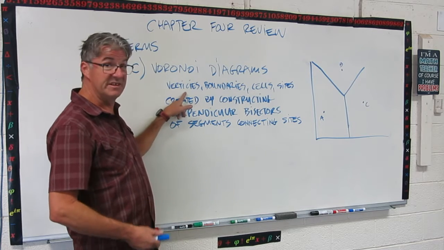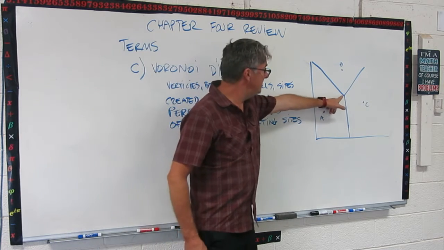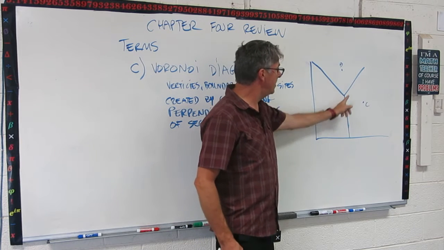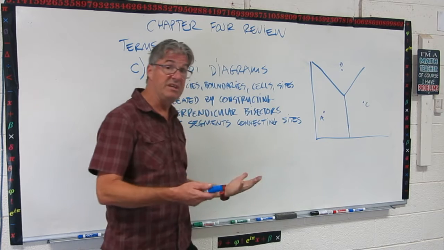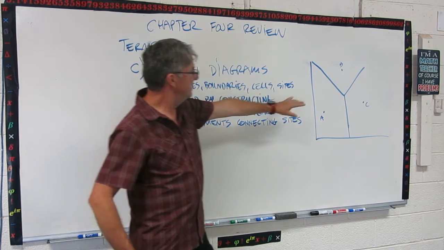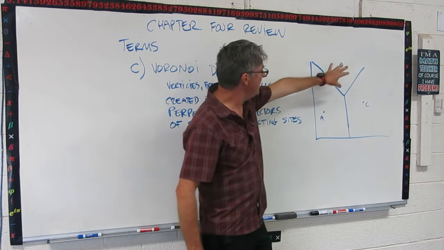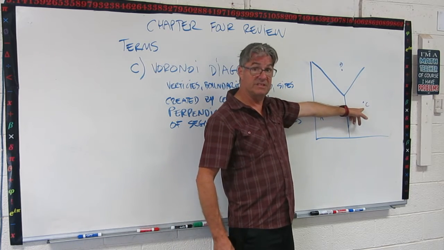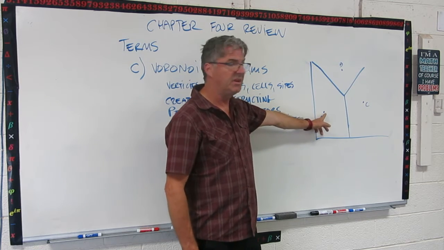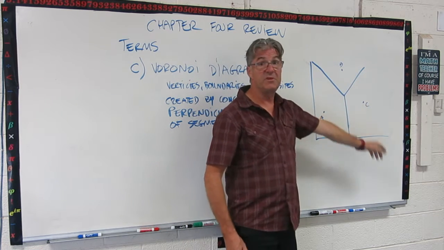So vertices, those are where boundaries meet. That would be that point there. There's 1 in this diagram. The boundaries are the dividing lines between the regions, which are called cells. So that's this keyword. This whole area is the cell that's around A, cell around B, cell around C. And then finally the sites are the actual sites. So this would be like hospital A, hospital B, or hospital C.